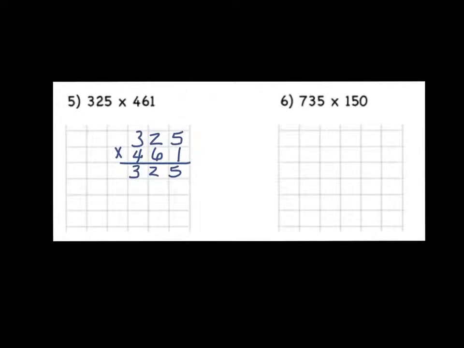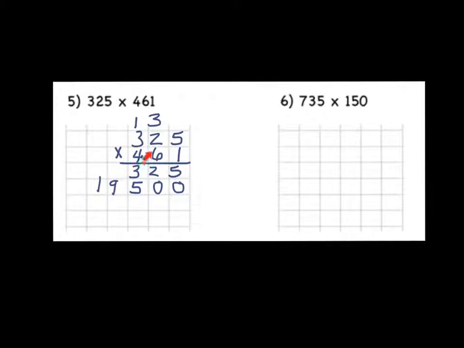And now, because I'm multiplying by the tens place, I'm going to have to drop my 0. And now I'm going to multiply by the 6. So 6 times 5 is 30. Carry the 3. 6 times 2 is 12, plus 3 is 15. Carry the 1. And now 6 times 3 is 18, plus 1 is 19.